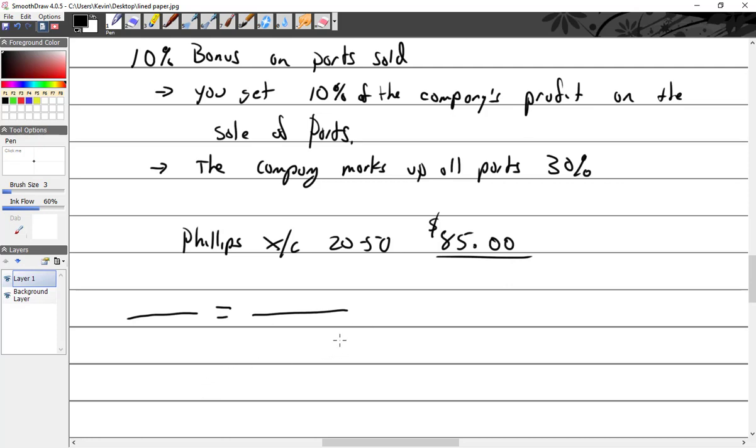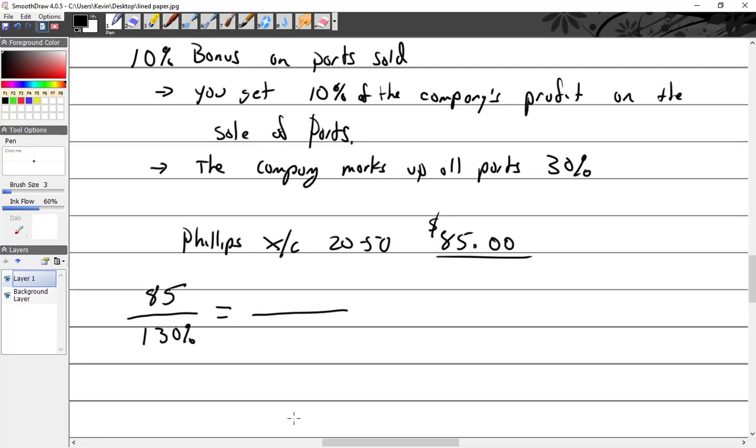The real cost before the company marked up. The price the company bought it at. What the company bought it for. That's what I have to figure out. So what did the customer pay? $85. They marked it up 30%. So how much did the customer pay? What percentage did the customer pay over 130? There you go. Customer paid 130%.